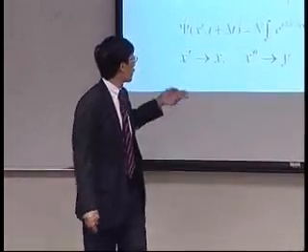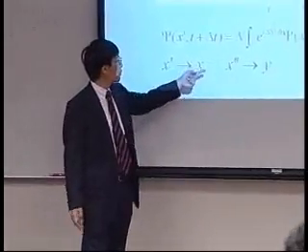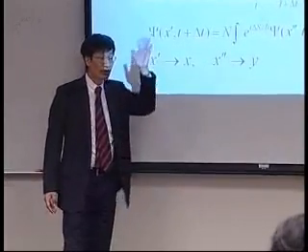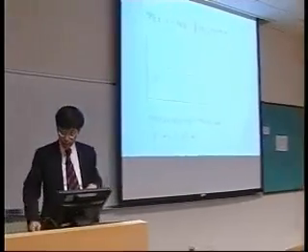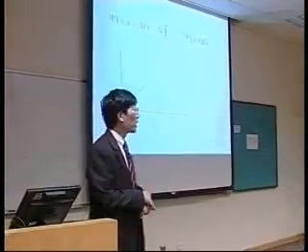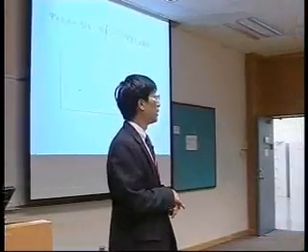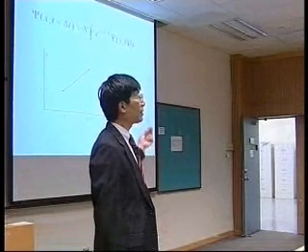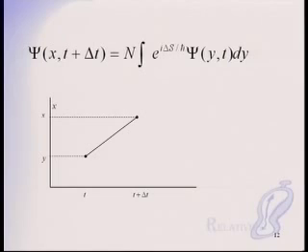Okay? To simplify writing, I will change x prime to x and x double prime to y, just to write a few so that I don't have to bother with primes. So this is the expression I will start with. That wave function at x at time t plus delta t is related to the wave function at y at the earlier time by a phase factor e to the i delta S over h bar. Delta S is the action for that small section of path.